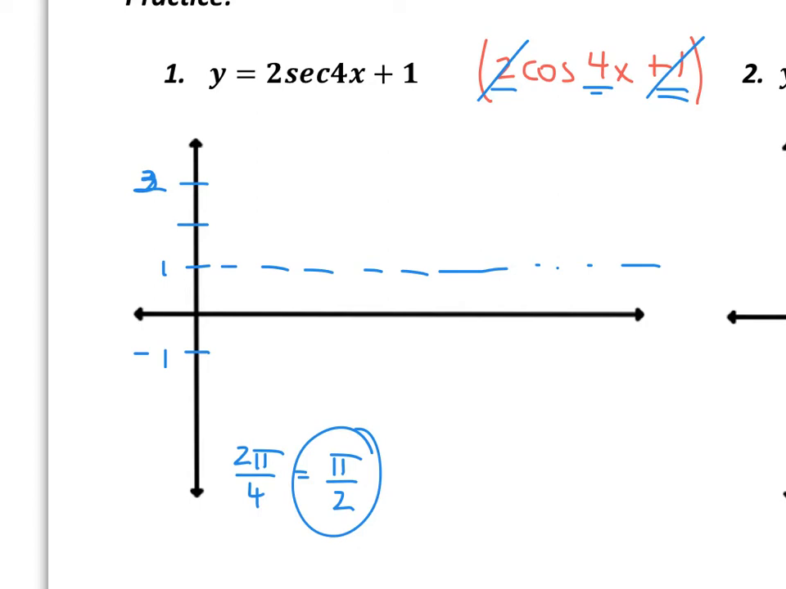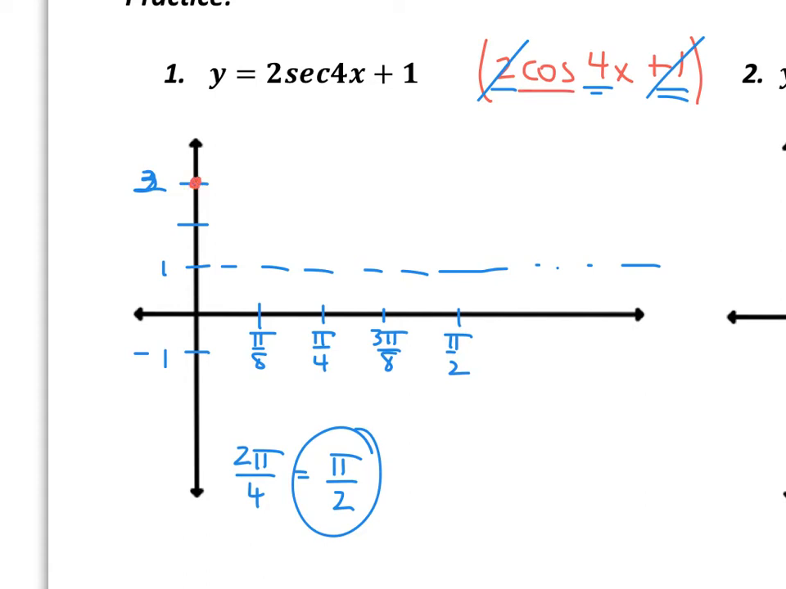Pi over 8. So there you go. So we've got pi over 8, 2 pi over 8, which is pi over 4, 3 pi over 8, and then we finish at pi over 2. And there was no phase shift on this one. If you need to, go through the chart and do your 1 over b, and you can get those same values, okay? All right, so since it's a cosine curve, we're going to start at the top.